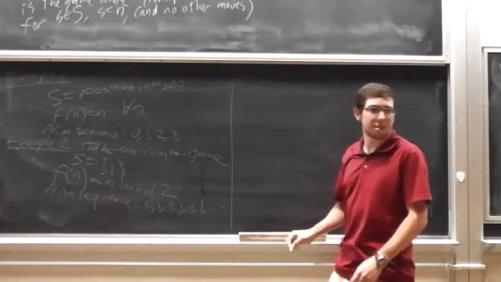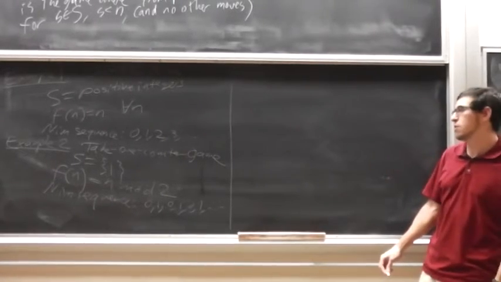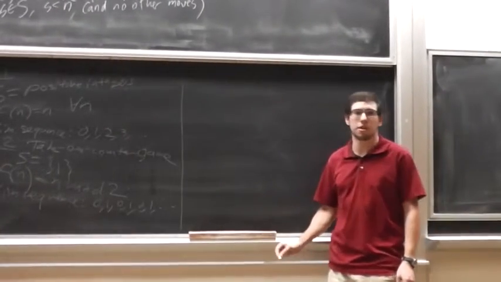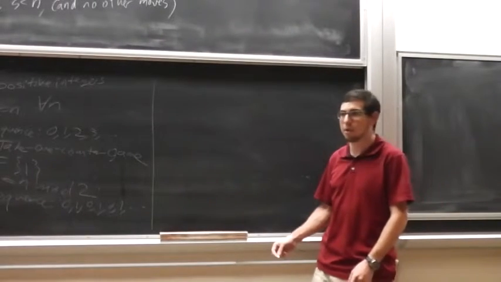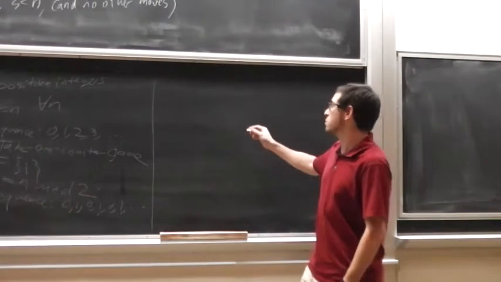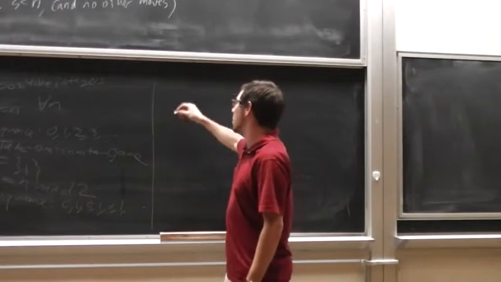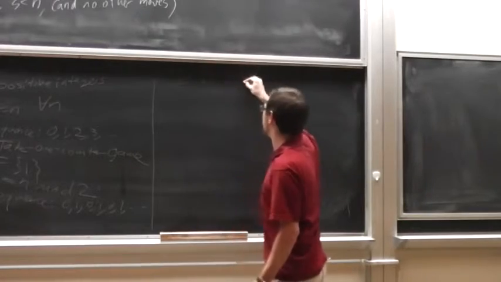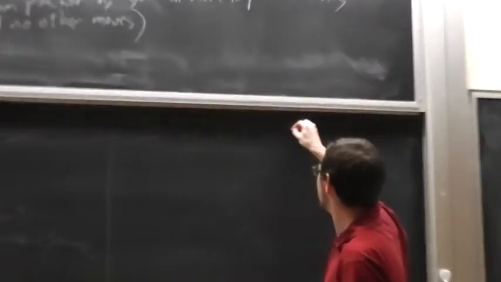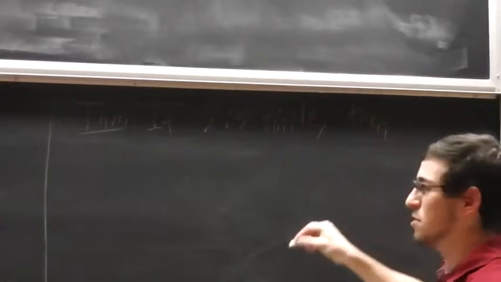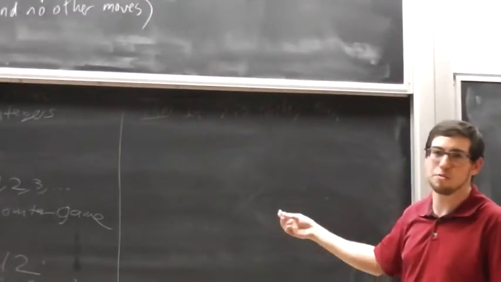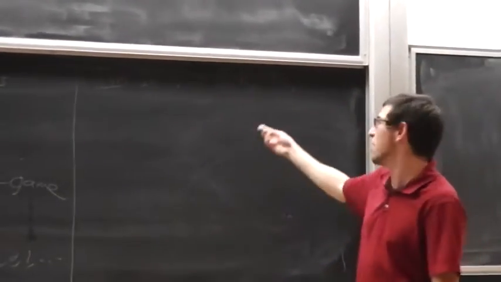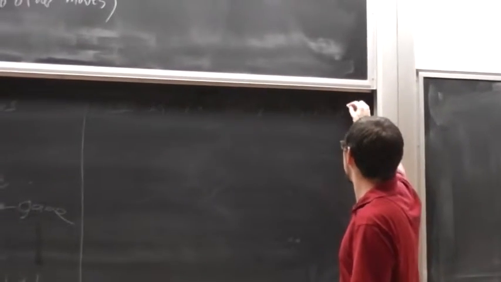So now let's discuss some things that are known about subtraction games. Most of the things in this portion of the talk are things that are referenced in Winning Ways by Berlekamp, Conway, and Guy. And the first result is that if S is finite, then the nim sequence of the subtraction game with set S, which I'm just going to call the nim sequence of S because it's intrinsically a property of S, is eventually periodic.